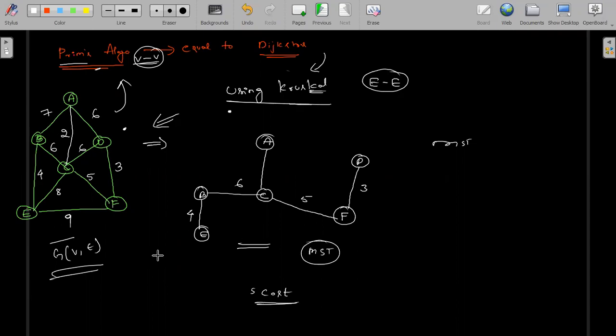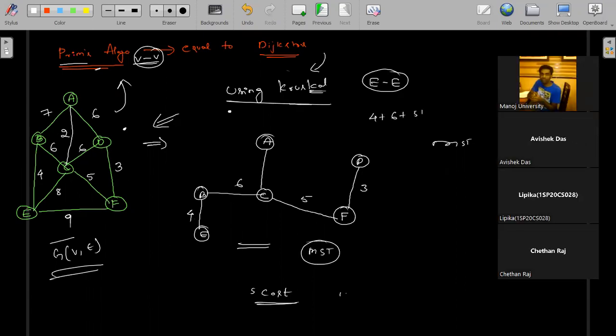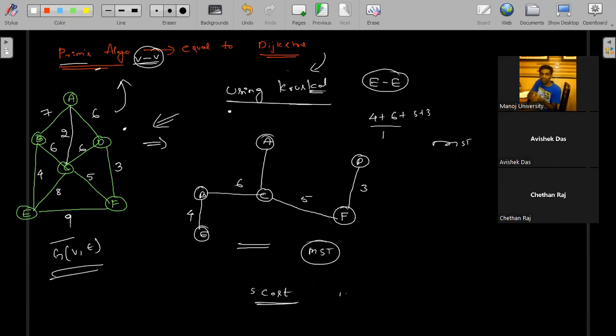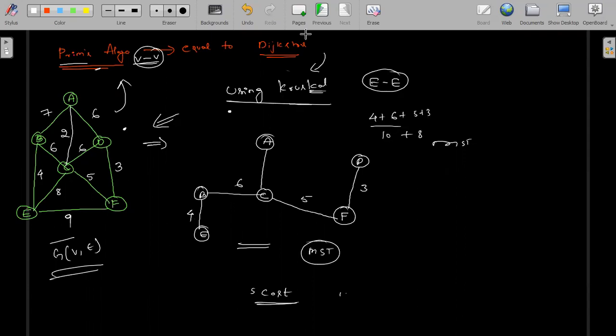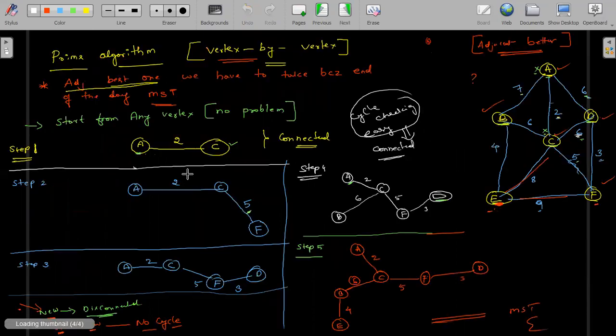Okay, so both algorithms, Prim's as well as Kruskal's, give the same answer. Suppose you take these values: 4, 6, 10. So let's write like this. 4 plus 6, plus 5 plus 3, 8. Correct or not? So now 10 plus 8, 18 you are getting. You will get the same answer in Prim's also. Same thing, 4, 6.